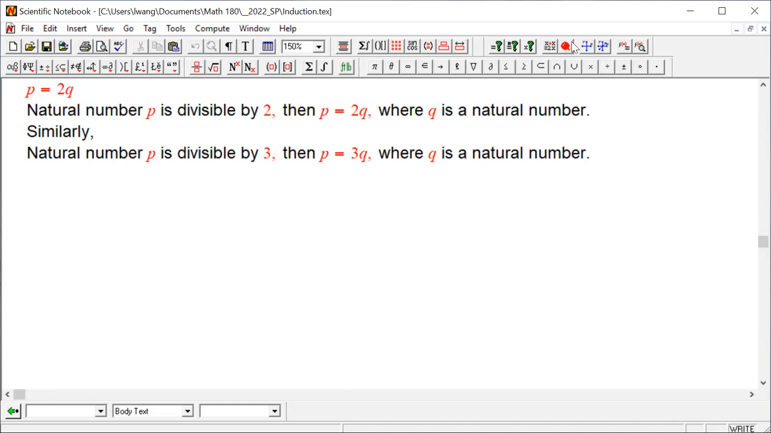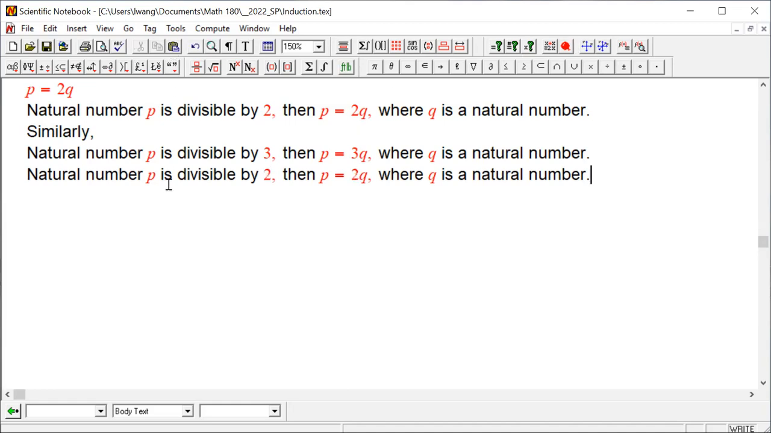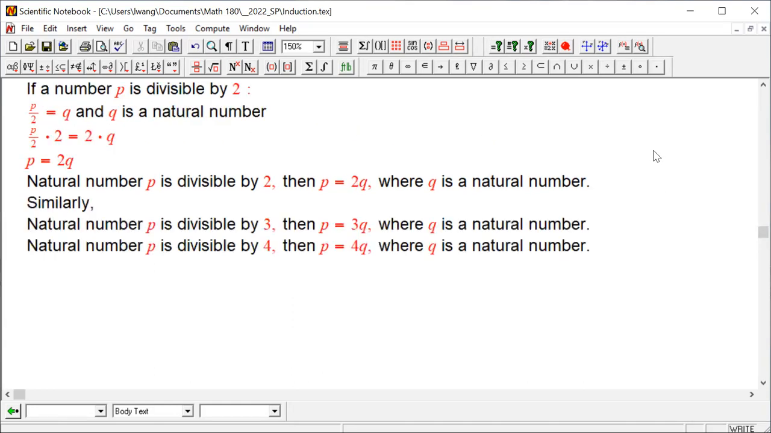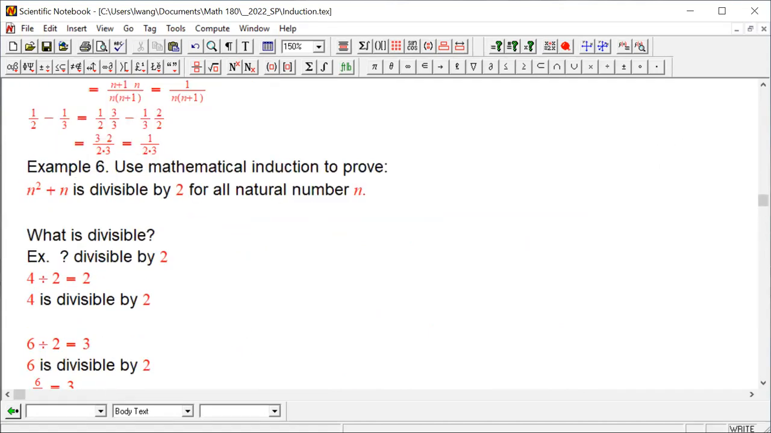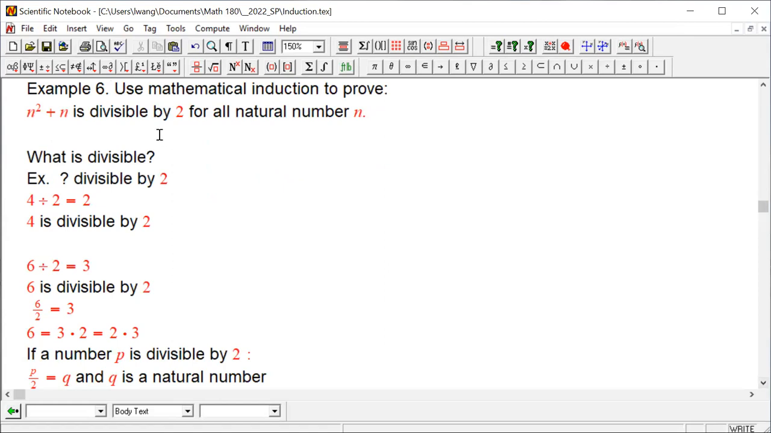Then you say, oh, natural number p is divisible by 4. Then this is going to be 4 times q. So that's something we're going to use, and you're going to use some of those in your homework for it. All right, so now let's come back to example number 6.